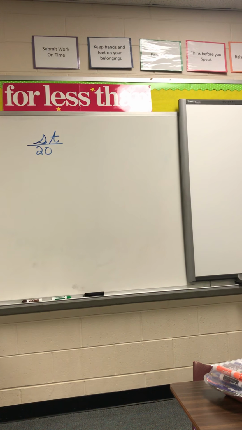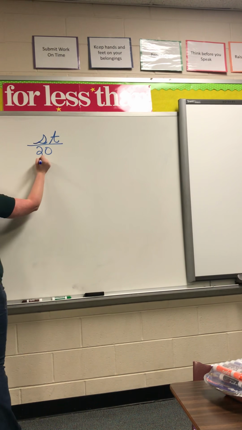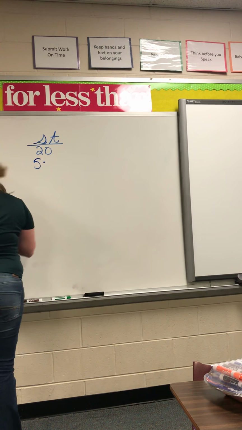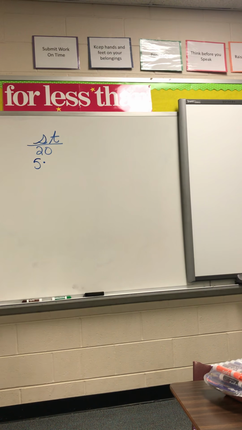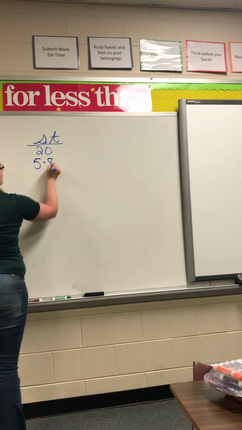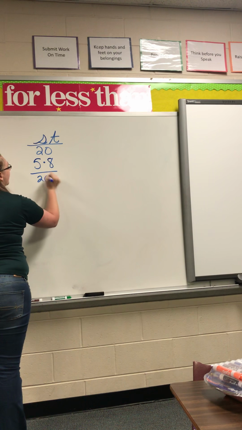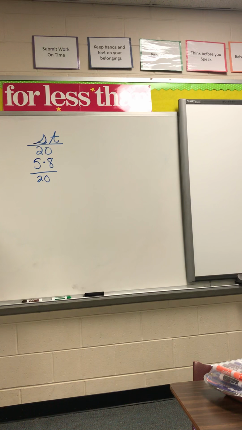And it tells us that S is equal to 5 times T, which is 8, and that's divided by 20. Now, there's two ways that we can solve this. Guys, I'm going to show you the easy way, because I like to do things the easy way. Okay.